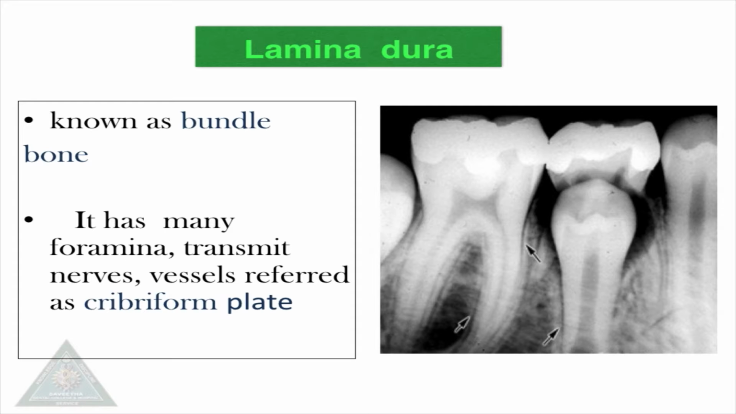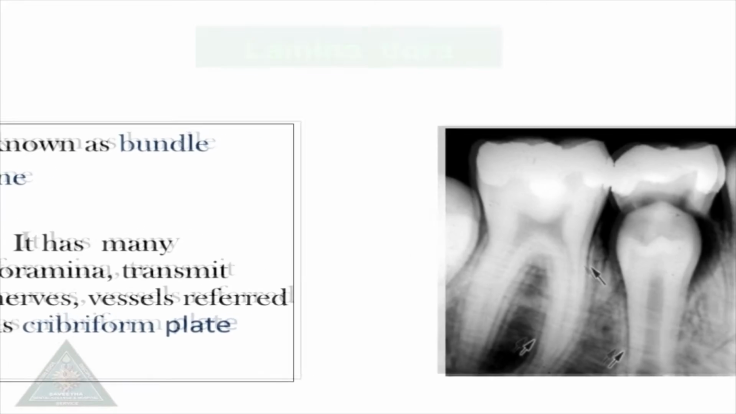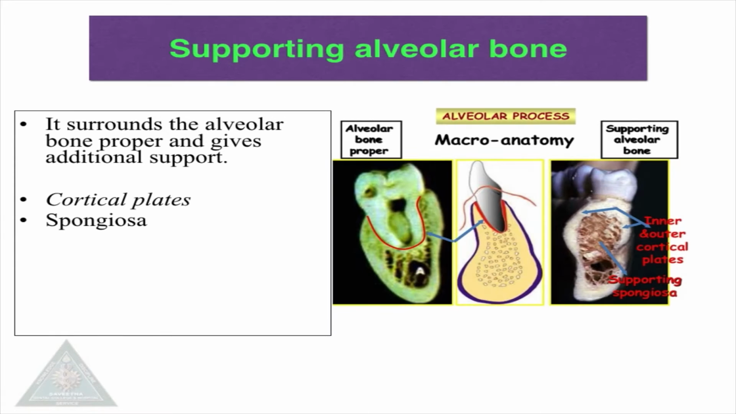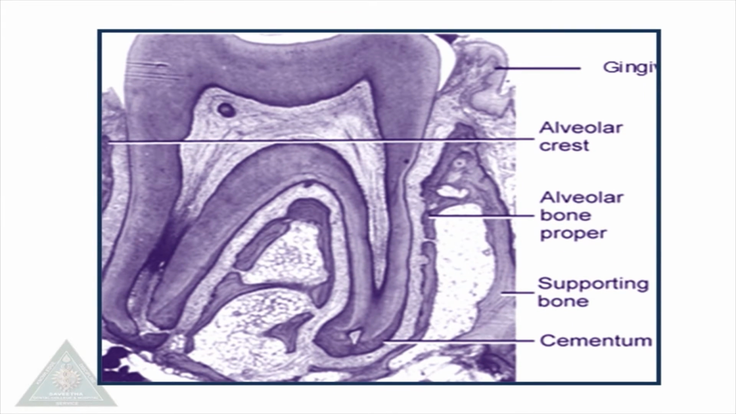Histologically, it gives many foramina transmitting nerves and vessels, referred to as cribriform plate. Supporting alveolar bone surrounds the alveolar bone proper and gives additional support. It has outer and inner cortical plates with spongiosa filling the gap between the cortical plates.